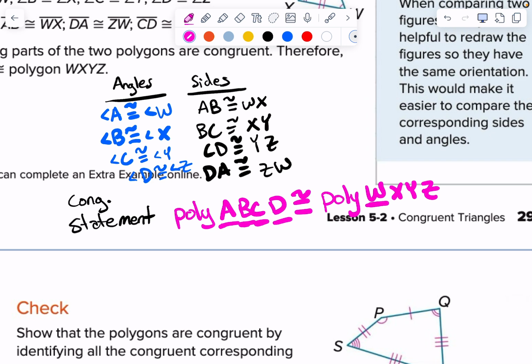Good? So here are your corresponding parts. Here's your congruence statement, right? If this was a triangle instead of a polygon, I could either say "tri" or I could write this symbol, because that's triangle, right? Whatever. Okay? But congruence statement.